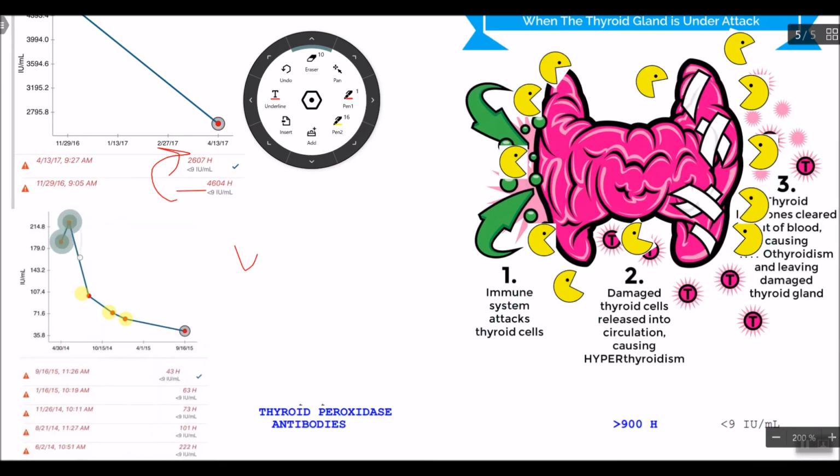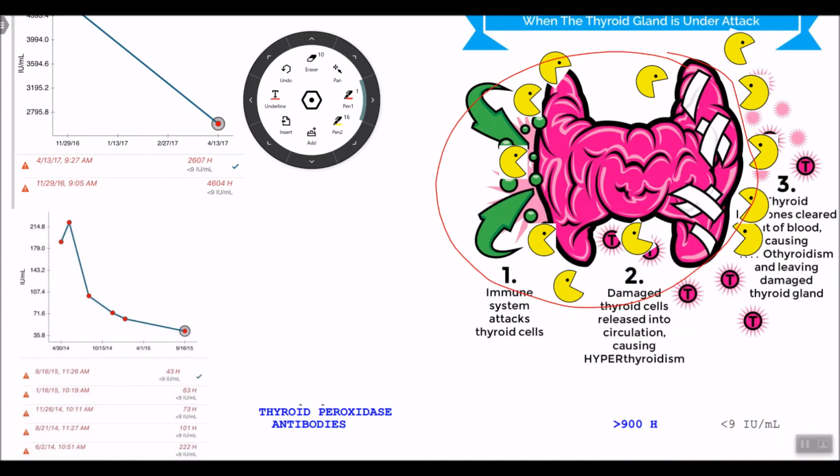Now, one thing I want to talk to you about here is when you have Hashimoto's disease, what happens is your immune system attacks the thyroid. Just envision your thyroid right here as a water balloon. What happens is these Pac-Mans come, they put a little hole into the thyroid. And then that little hole, just like the water balloon, is going to seep water.